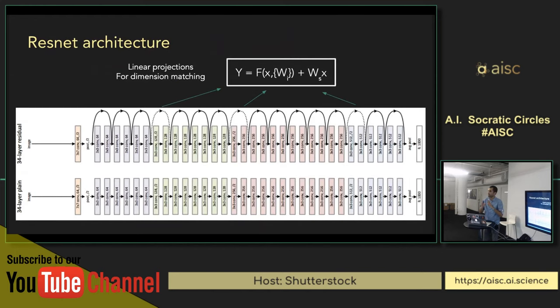So if you have a lower dimension and you want to add it, you should do something about this dimension and match it to the next dimension in order to be able to add it point-wise, right? Point-wise addition. So that's the WSX.